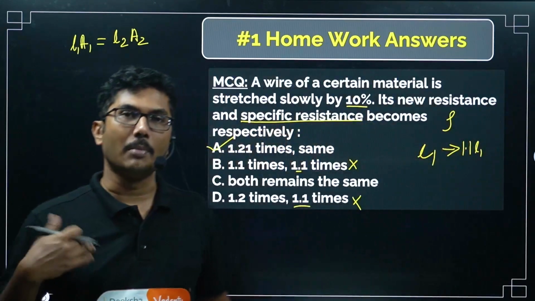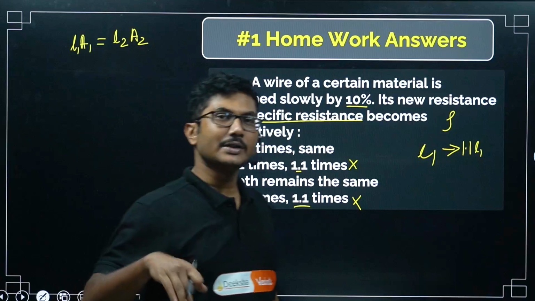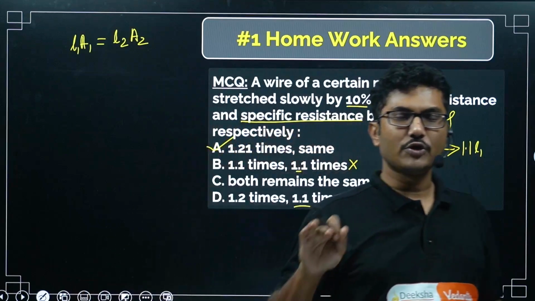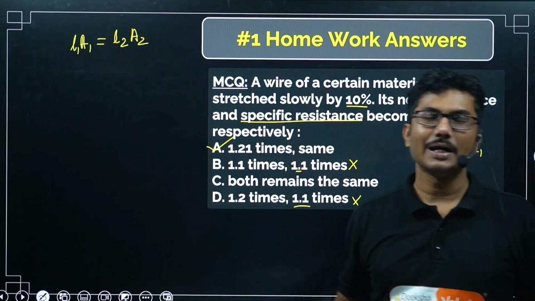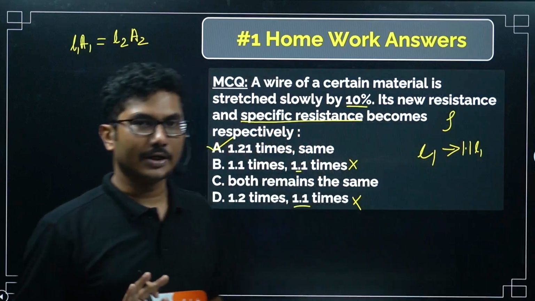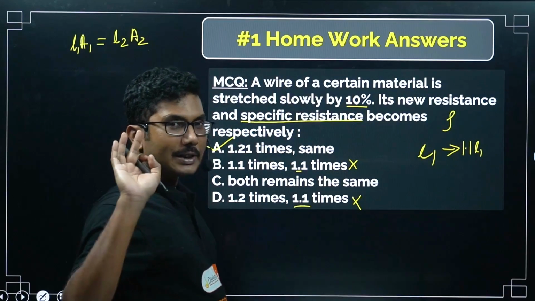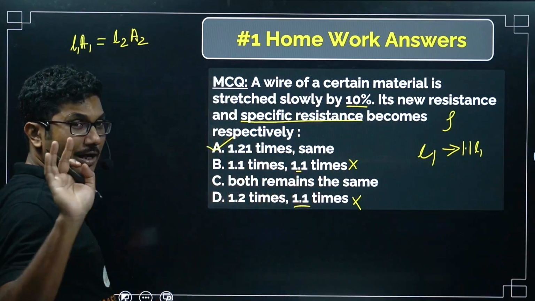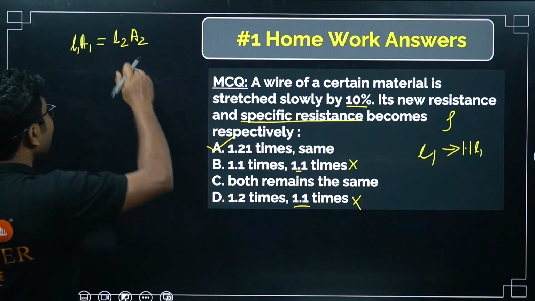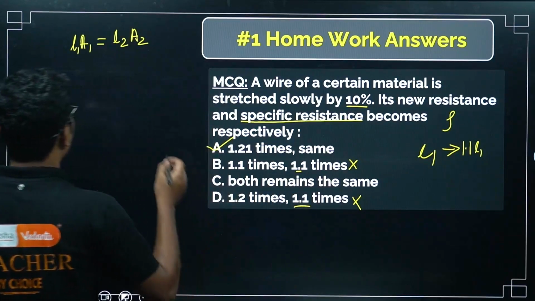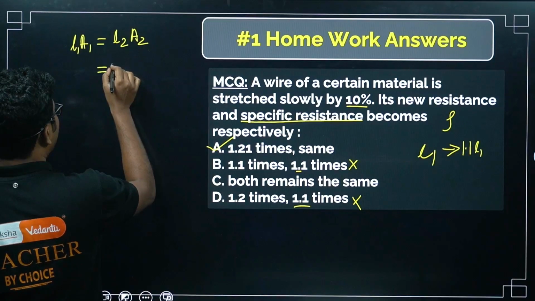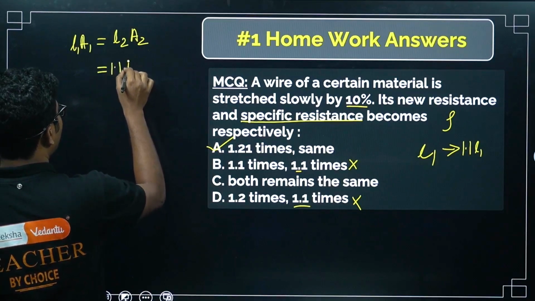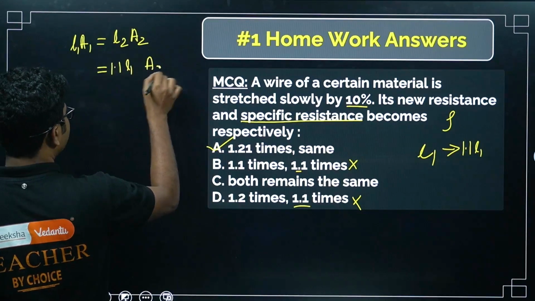100% more means double, 200% more means triple. So you have to add 1 plus the percentage divided by 100. That is the percentage law. If you have forgotten that from your lower classes, then this is the recap. Now L2 is basically 10% more, so L2 is 1.1 L1, and the area is A2.